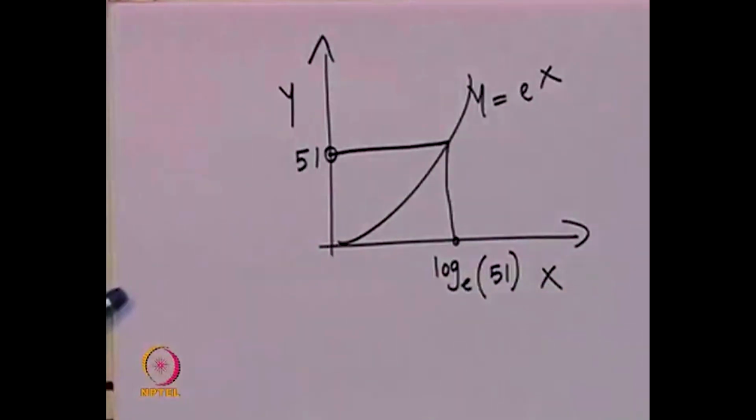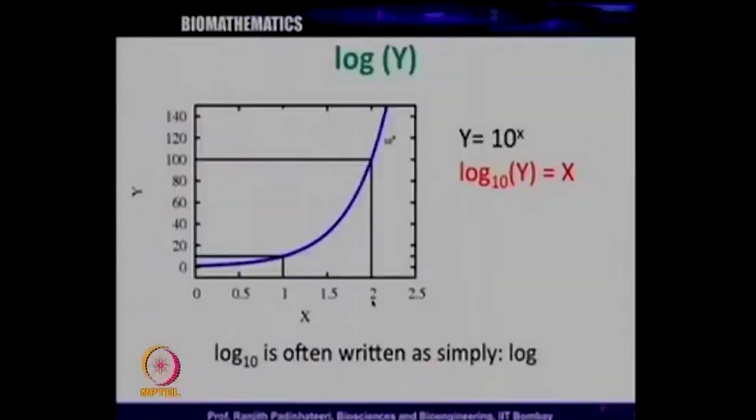Just like that, you can take any curve you want as your base curve: 2 power x, 3 power x, 4 power x, 5 power x. You can take a y value, calculate the corresponding x value, and call it a log to the base whatever curve you take. So, it could be log to the base 2, log to the base 3, log to the base 4. Most often used are log to the base e and log to the base 10.